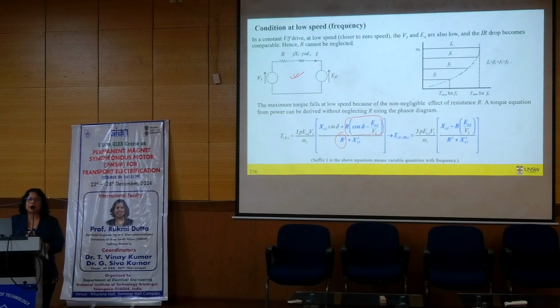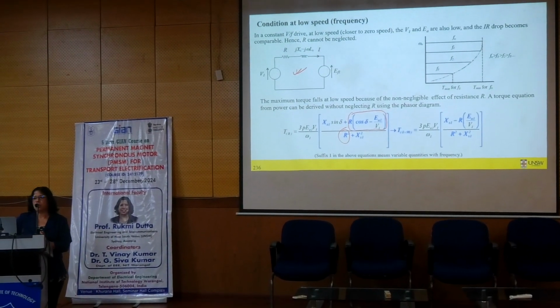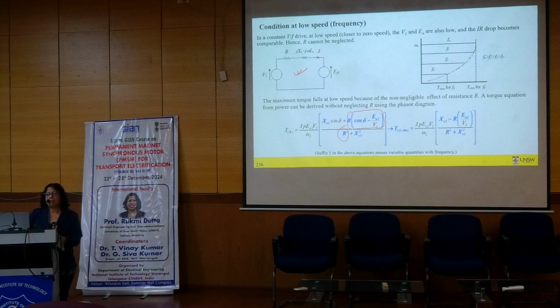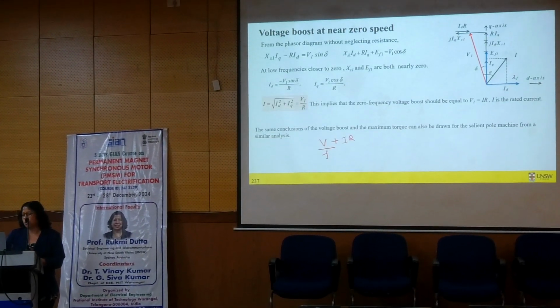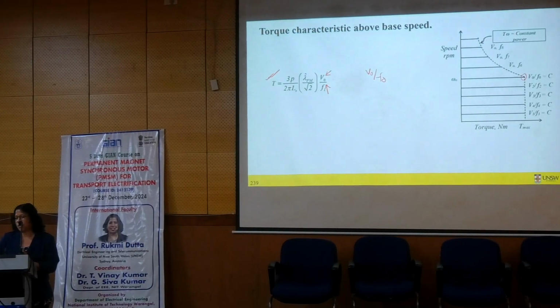So V by F can only control the motor at steady state. It cannot do anything during the transient. So during acceleration and deceleration, you have no control. Okay? You have no control. So that's the biggest issue with classic V by F type control.